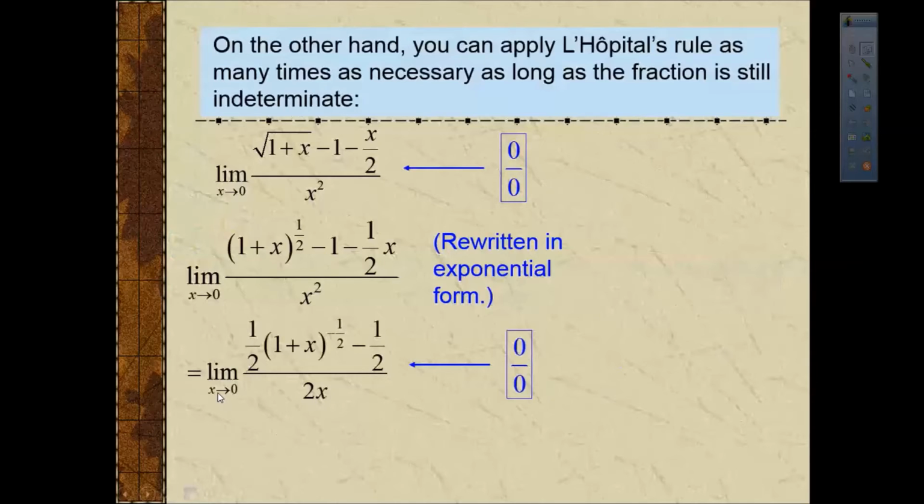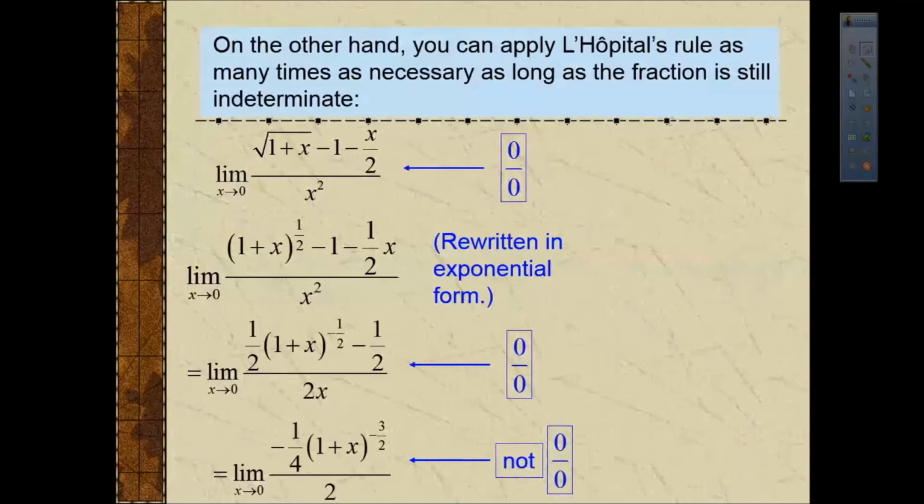Unfortunately, when we try to plug in 0 for x, again, we get a value of 0 for the numerator, 0 for the denominator. It's still indeterminate form. Therefore, we can try to do L'Hopital's rule again. Let's take the derivative of the numerator again, take the derivative of the denominator again. Now we have limit as x approaches 0 of negative 1/4 quantity 1 plus x, close quantity, to the negative 3/2. Denominator derivative is 2.